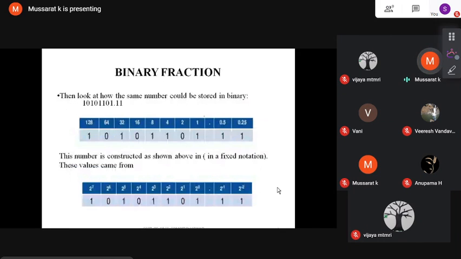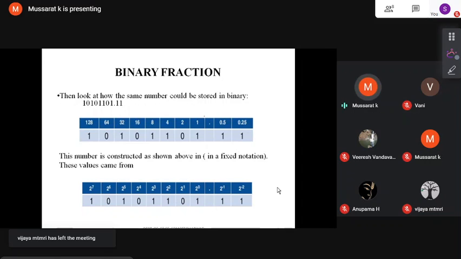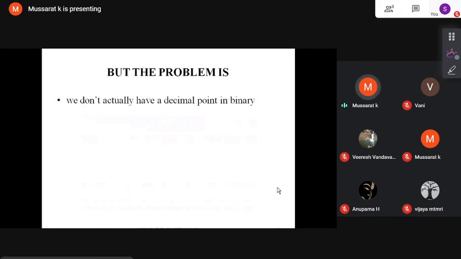In terms of binary fractions, it is the same. If we shift from the left side, then we multiply by 2 to the power of 0. If we shift the point one digit further, then we multiply by 2 to the power of 1. If we shift to the right side, then we multiply by 2 to the power of minus 1. But the problem is that we don't actually have a decimal point in binary.